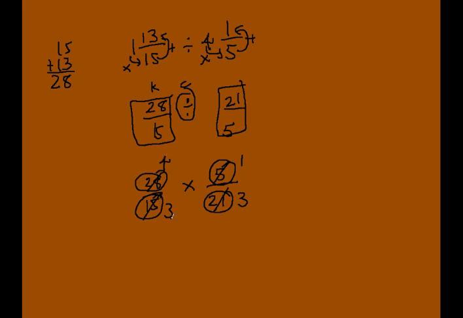So now I have 4 over 3 left here times 1 over 3. So now I can multiply, and remember, don't try to reduce these. You can only reduce a number on top with a number on the bottom only. So top of top, bottom of bottom. 4 times 1 is 4. 3 times 3 is 9. So that's your final answer here.